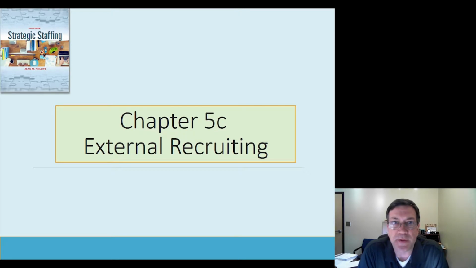And then we spent some time in 5B looking at some tools that we can use to try to figure out how many people we need. Some quantitative tools like ratio analysis and scatter plots and trend analysis, and some qualitative tools like judgmental forecasting.